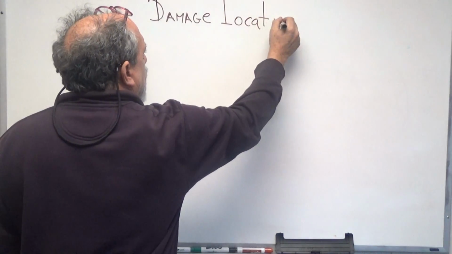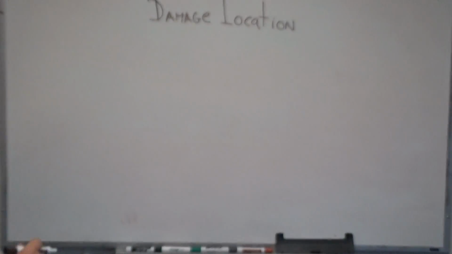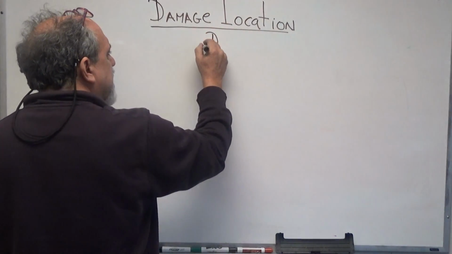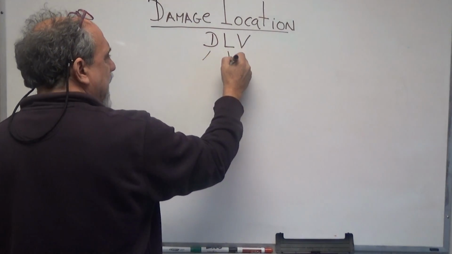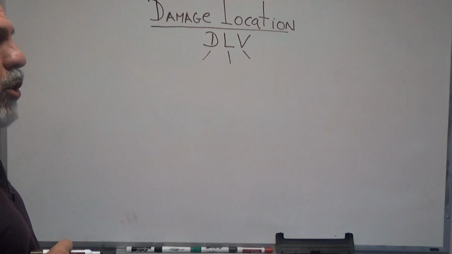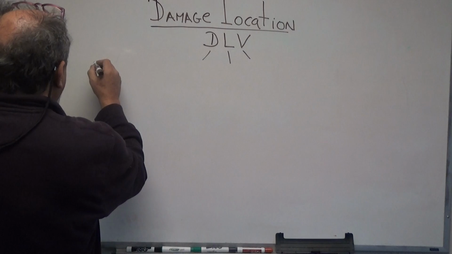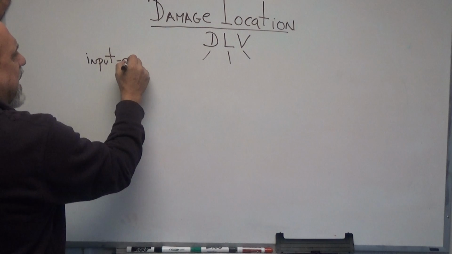So our objective is to learn something about damage location, right? And in this particular discussion, we are going to do it with the DLV approach, and that stands for damage locating vectors, okay? Damage locating vectors. We are going to assume in our discussion now that this is a case of known input and known output. So we have input-output data.